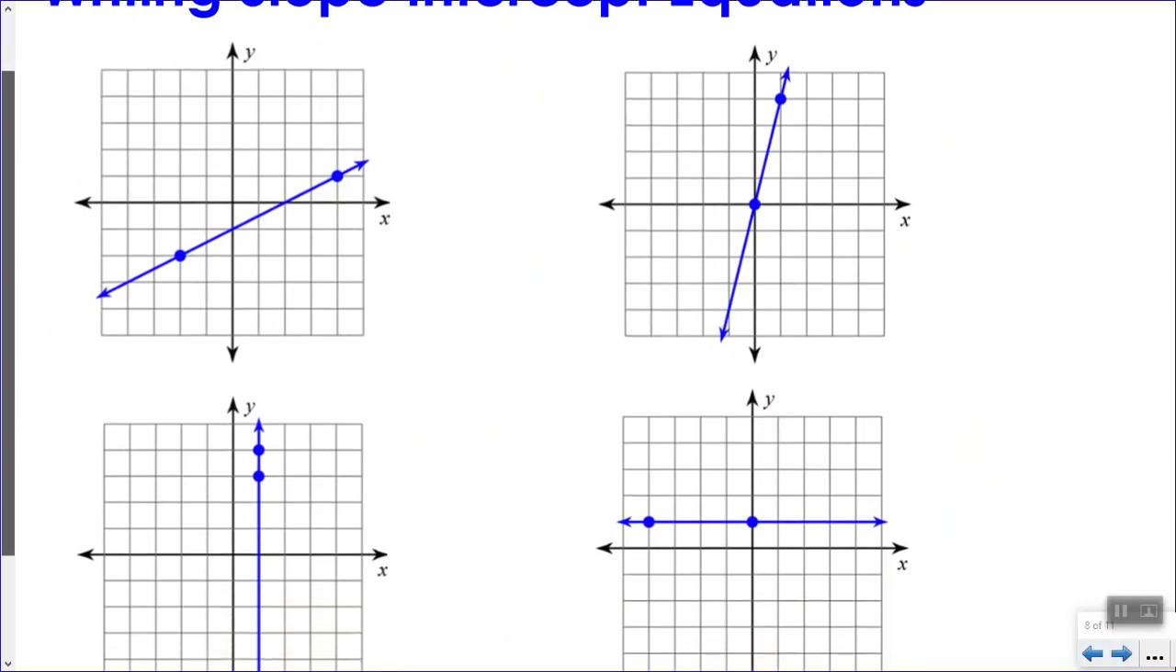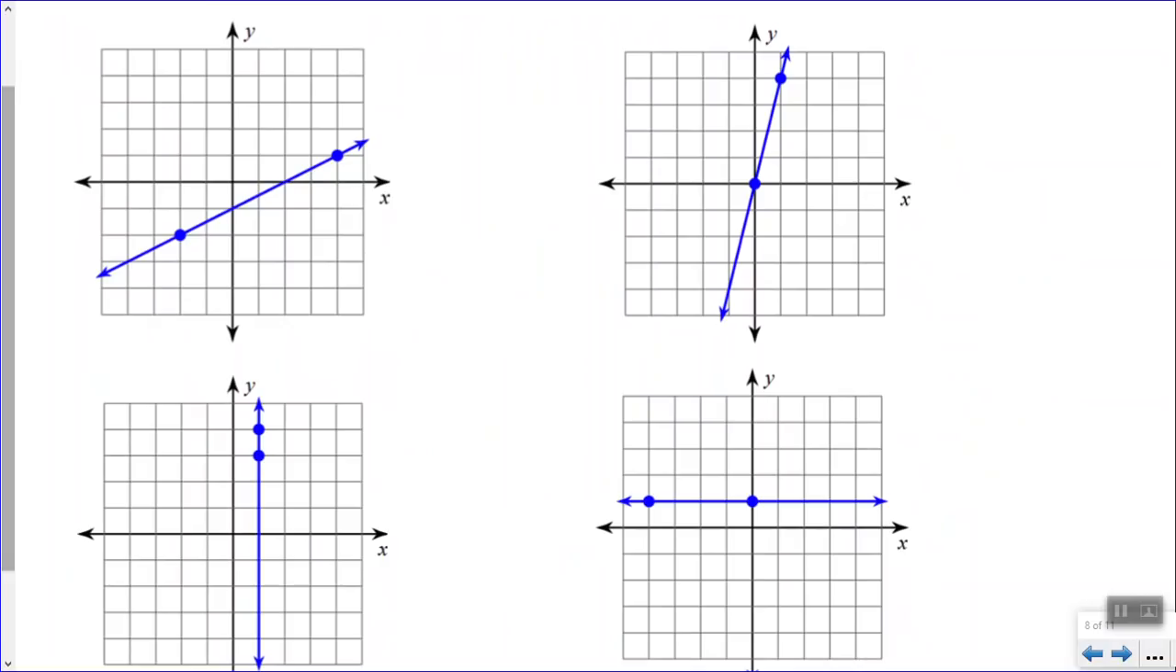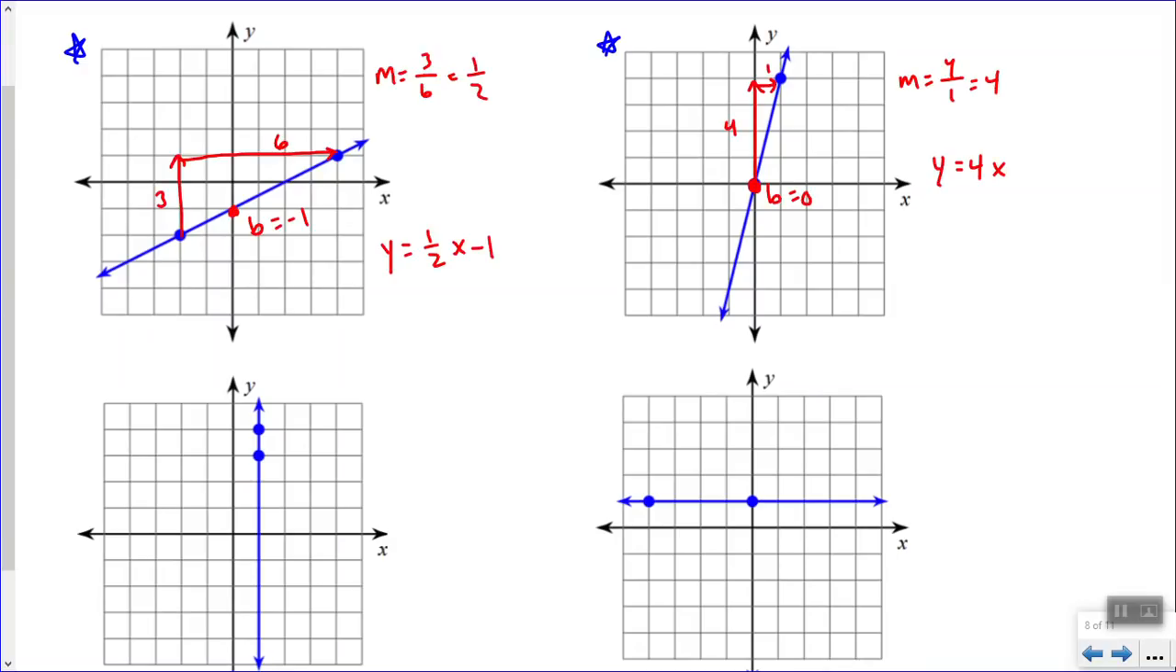So, go ahead, pause the video, and see if you can write the slope-intercept equations for the first two graphs that we have here. Alright, if we look at our graph on the left, we have between those two marked points a rise of 3 and a run of 6, which reduces to a slope of 1/2. Our graph cuts through the y-axis at the point (0, -1), so our b value is -1. We put it all together, we get our equation of y equals 1/2 x minus 1.